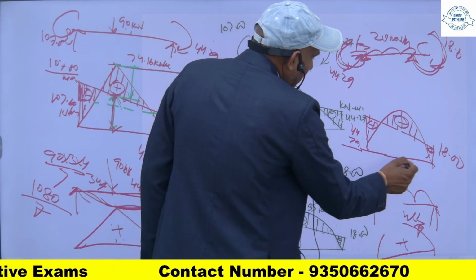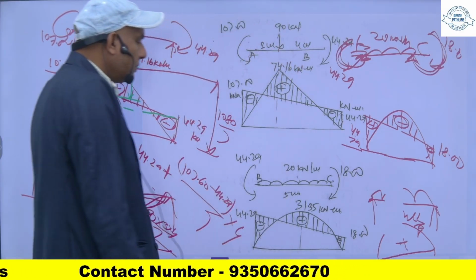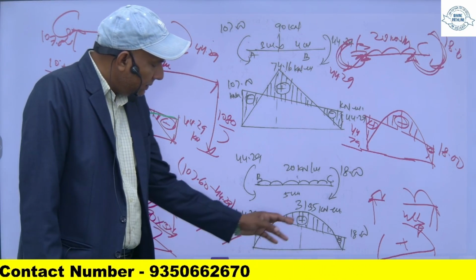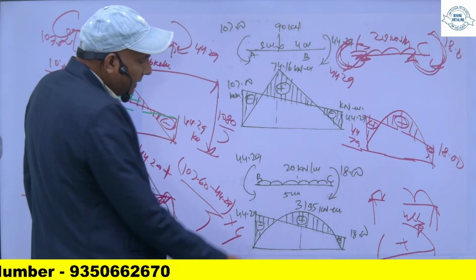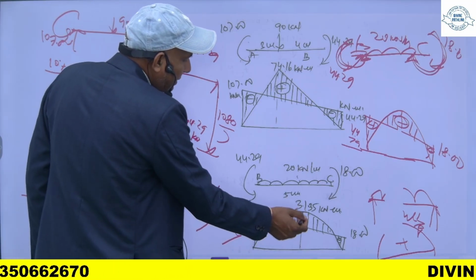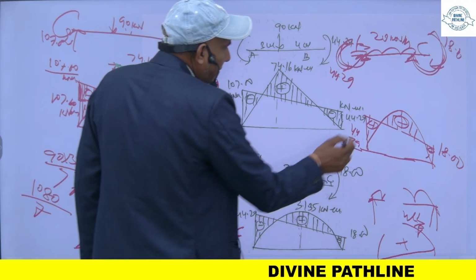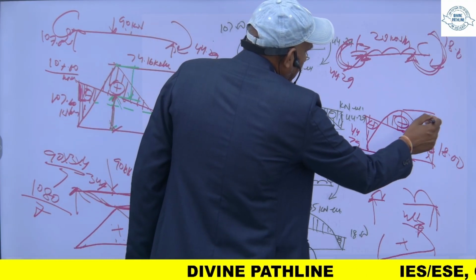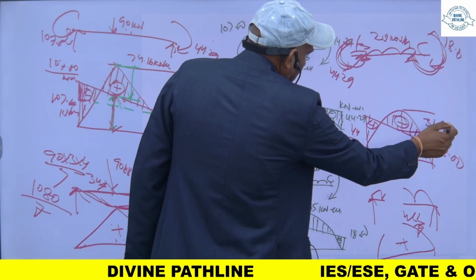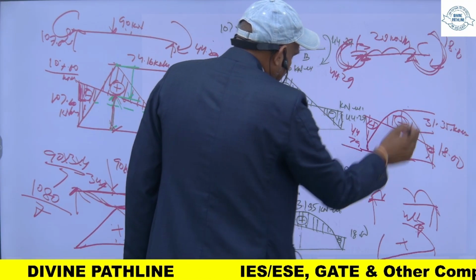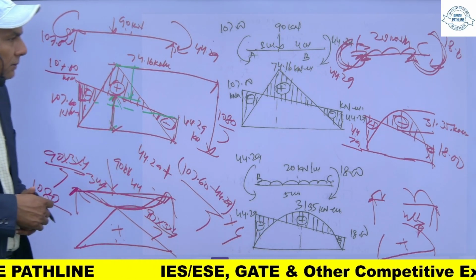So now this is the bending moment for this portion. And similarly, you find this by interpolations, and when you subtract this one from WL square by 8, you will get 31.35. So this value is 31.35 kilonewton meter. So this is the bending moment for this portion.